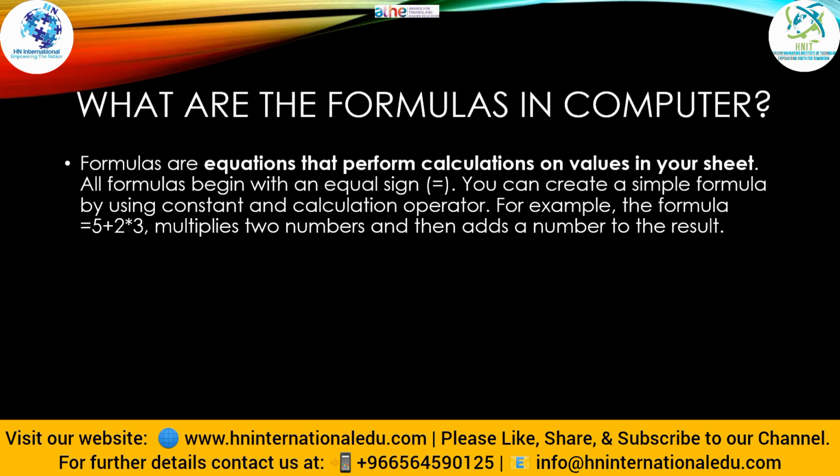So you can create a simple formula by using constants and a calculation operator. For example, the formula =5+2*3 multiplies two numbers and then adds a number to the result. It's just that we know the BODMAS rule that we follow. It's basically related to something in which we need to multiply the terms first, then we can add them if we have two functions to perform in the same formula. So this is the main thing. Let me know, is it clear to you guys? Although it's a very simple term, if there is any confusion, you can ask me.